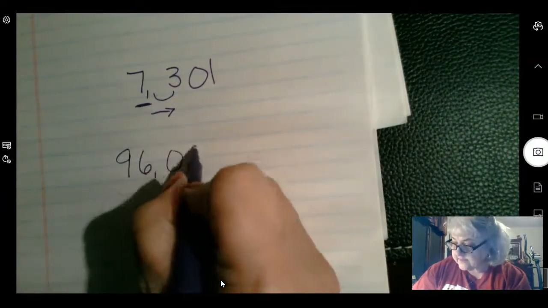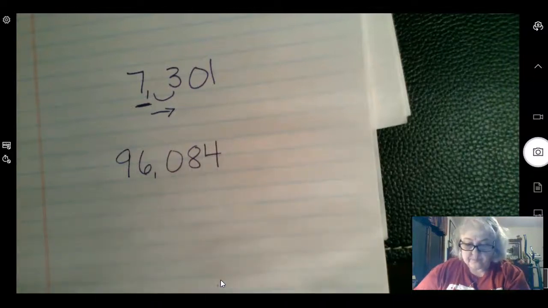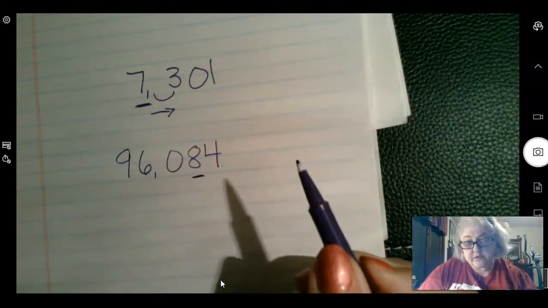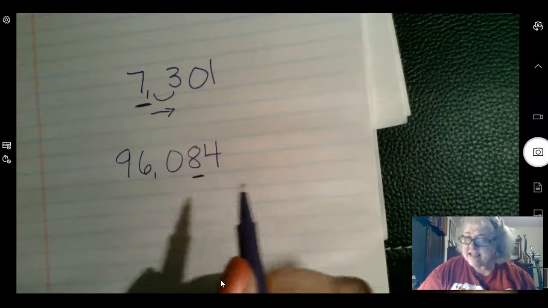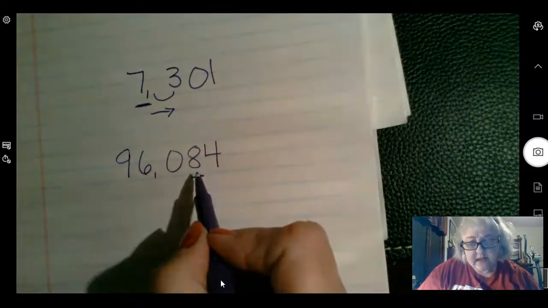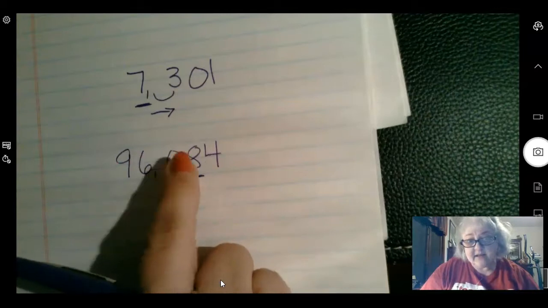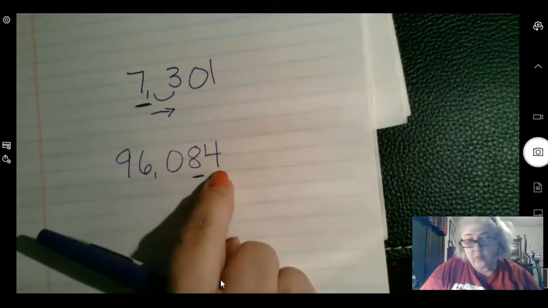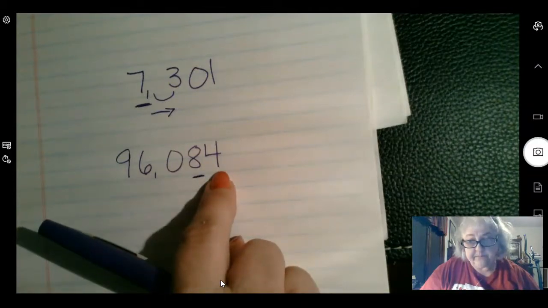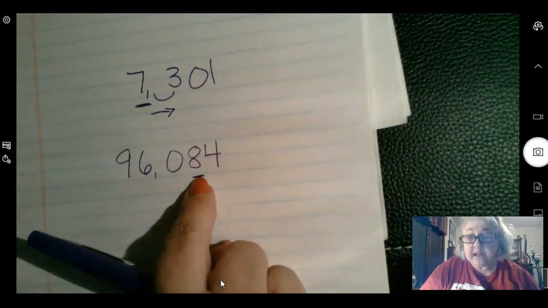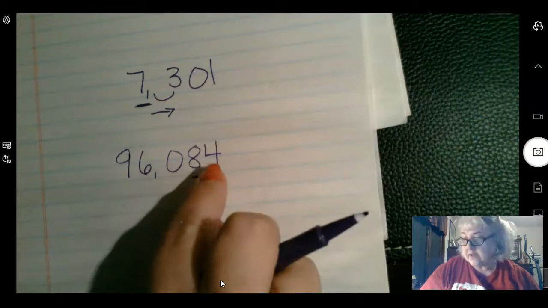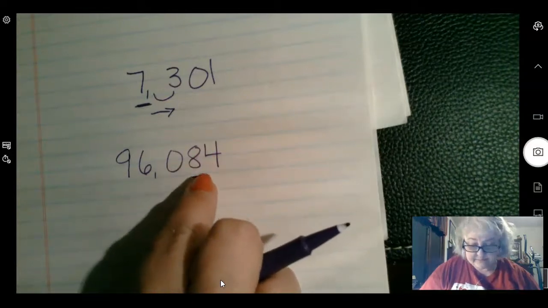Let's look at 96,084. If I were to ask you how many ones are represented by this 8, what would you say? Some of you might say 8. Well, that is an 8, but the value is 8 tens. How many ones would that be? 1 times what number would give you 80? It would be 80, and that would be 80 ones, 10 times more than the ones place.